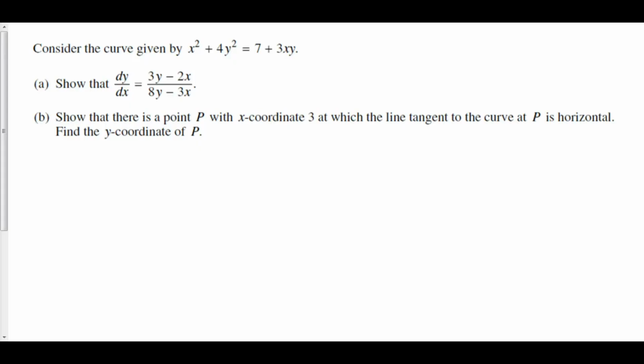Consider the curve given by x squared plus 4y squared equals 7 plus 3xy. Part A, show that the derivative dy over dx is equal to all that stuff. Let's start there.